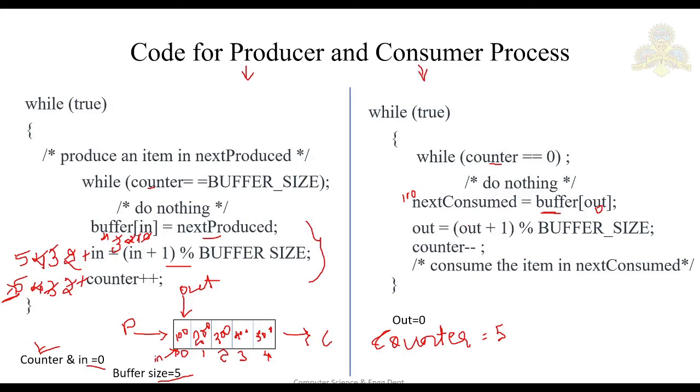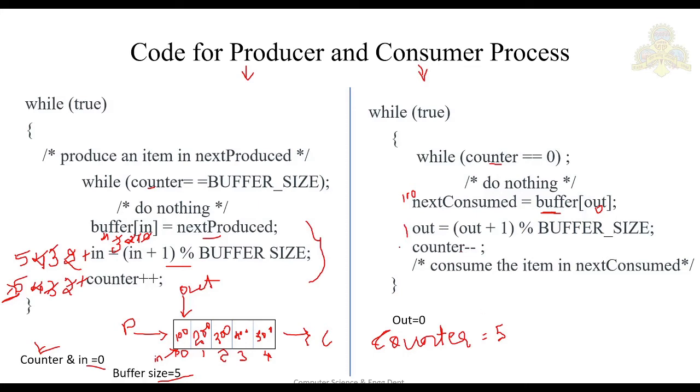Okay. What is the value of out? Which is 0. 0 plus 1 mod 5. Buffer size is 5, right? Here it is there. So 0 plus 1 mod 5, that is 1 mod 5. The value is 1 here. Out value is 1. Then decrement the counter. This is equal to counter minus 1. What is the value of counter? By default it was 5.